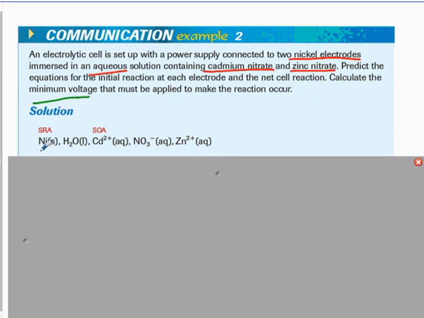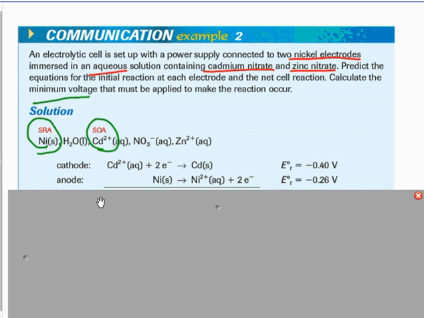And if we take a look at our redox table on page 7, we can identify that our OA is the cadmium-2 and our RA is the nickel solid. So here's my two half reactions, including the cell potentials. Electrons gained equals electrons lost, and we get our net reaction.